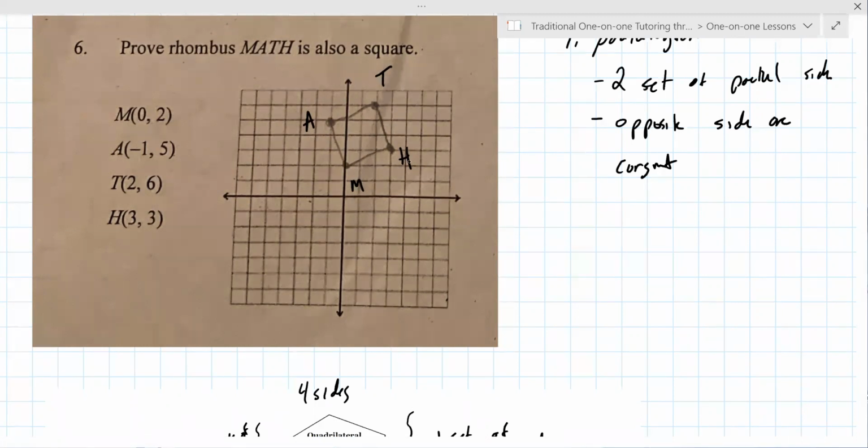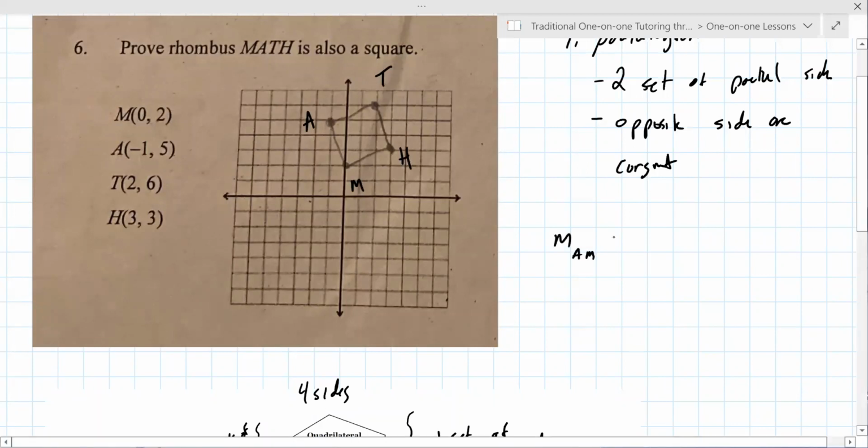So we need to find the slope, and I'll just arbitrarily choose the slope from A to M. I'm just choosing that side. Now, for me, when I've got a picture, I just count rise over run. Like A is going down 3 and right 1. You see that? Yeah.